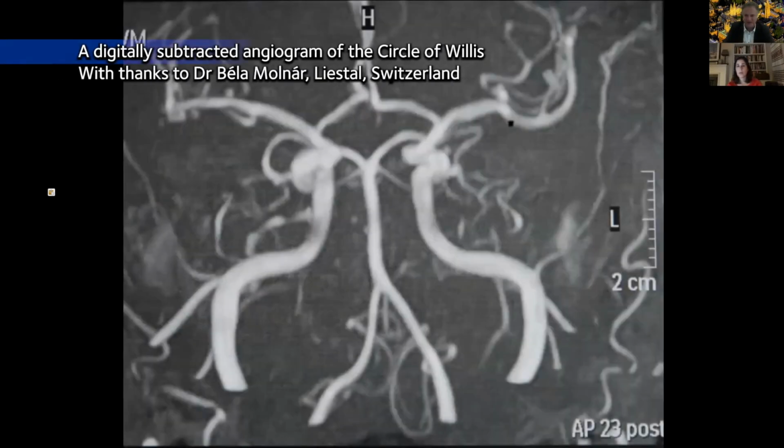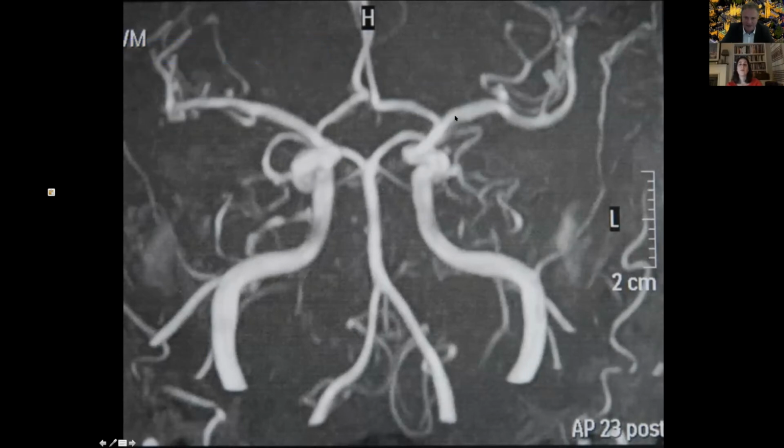And this is what you just described here. You have the internal carotid system, and then you have the anterior and the middle cerebral arteries, and here you have the vertebrobasilar system: the two vertebral arteries join to form the basilar artery, and then you have the posterior.